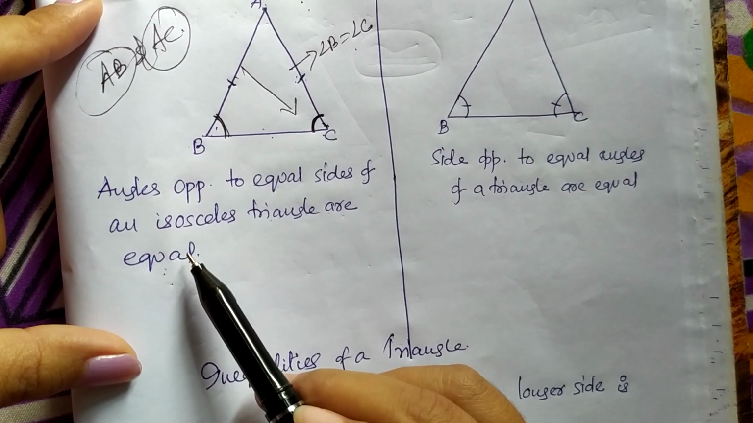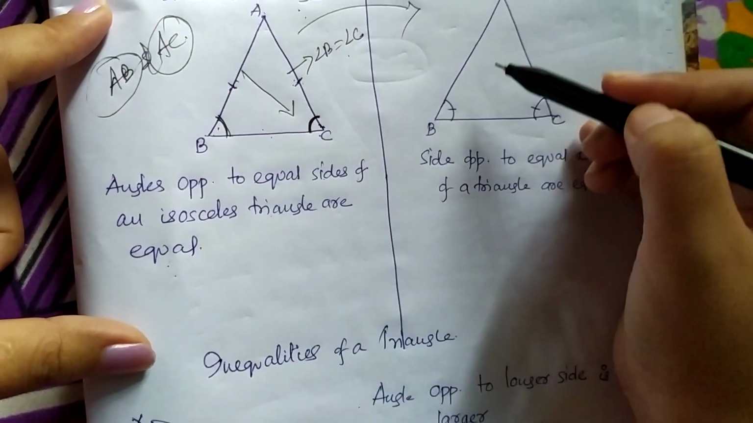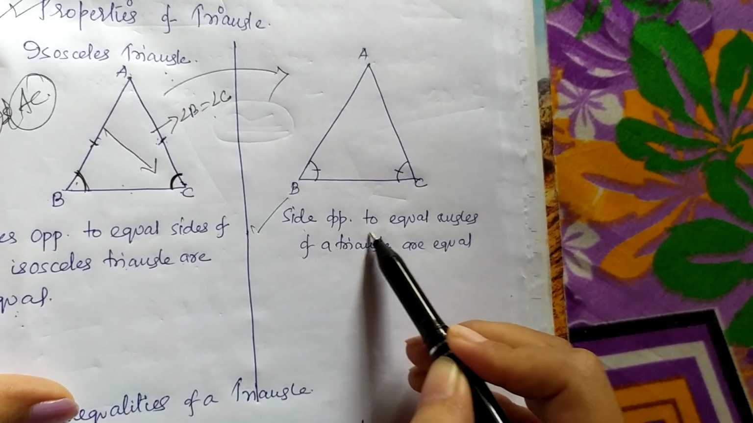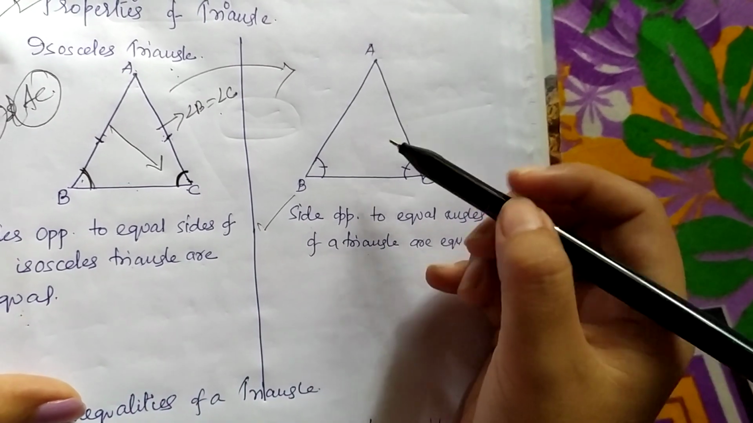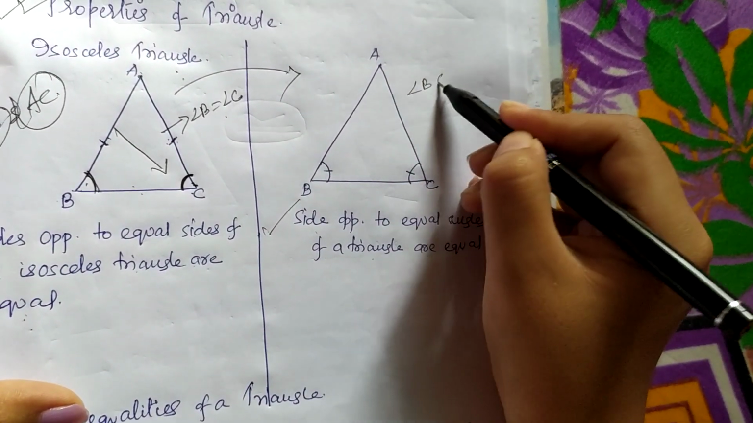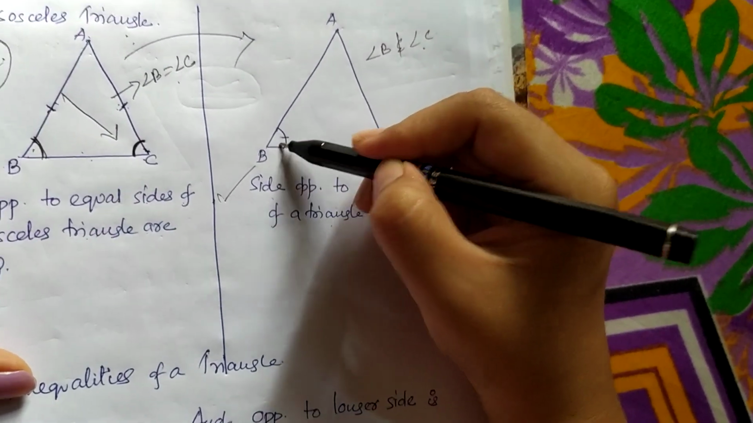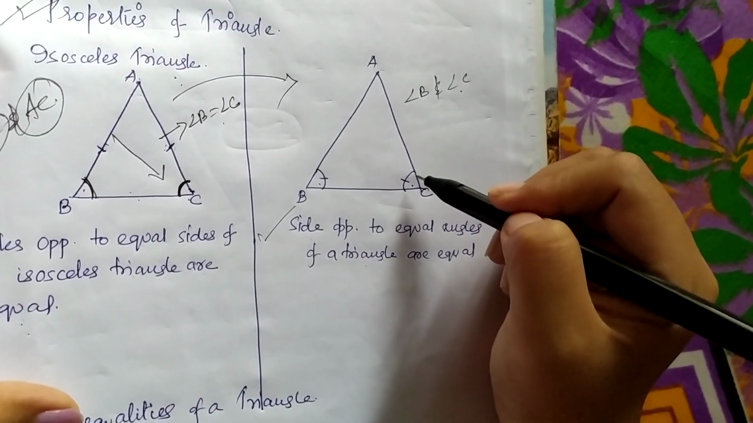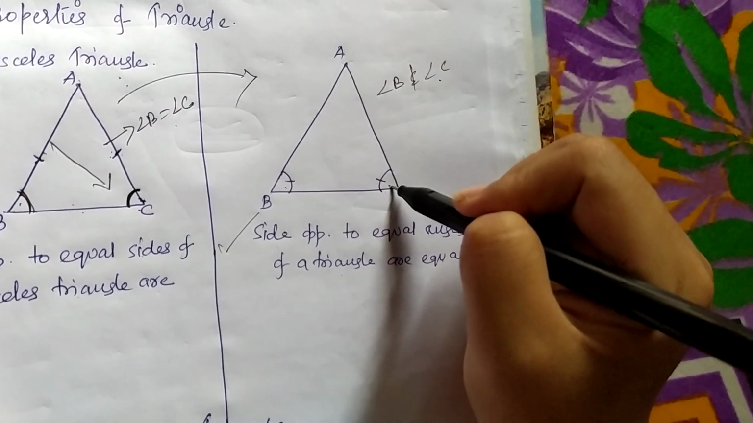Okay, so the converse of it is also there. That is only the inverse. What does this inverse say? The inverse says that sides opposite to equal angles of a triangle are equal. Let me say that here the two respective angles that are equal are angle B and angle C. If angle B and angle C are equal, then the sides which are opposite to the respective equal angles will be equal in length.